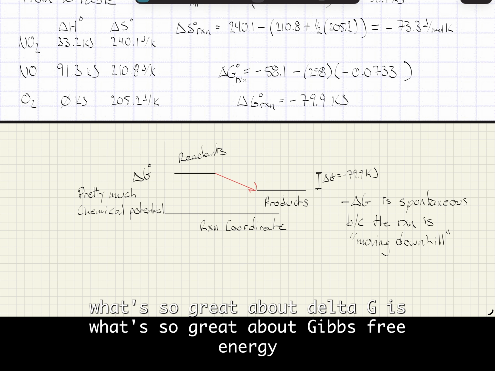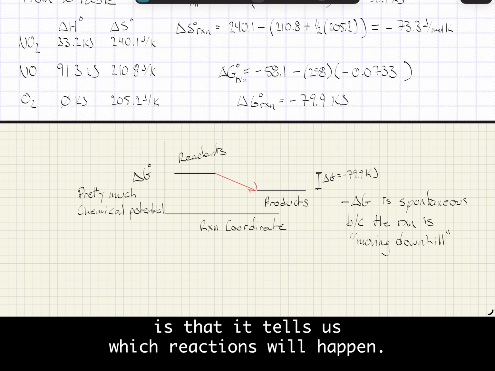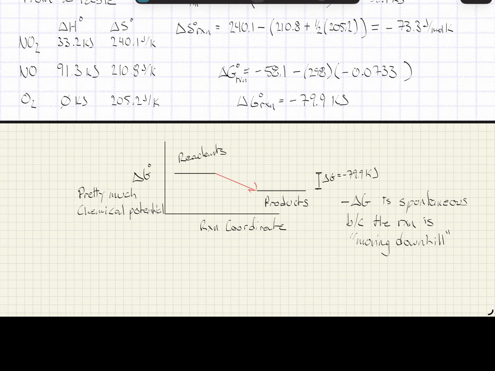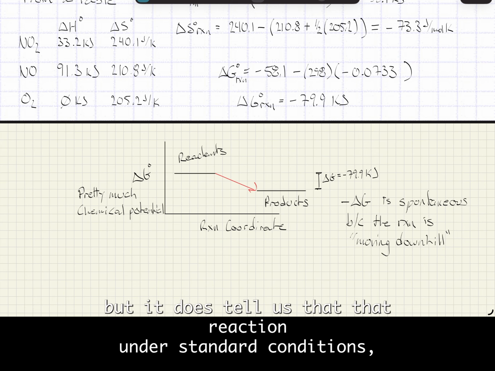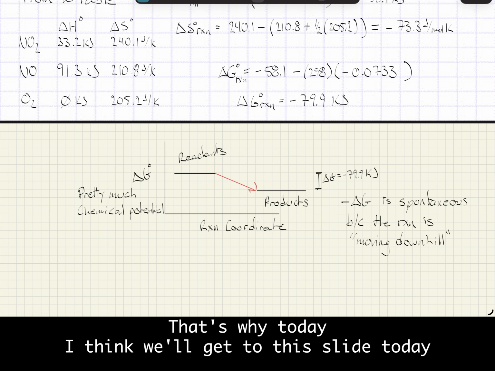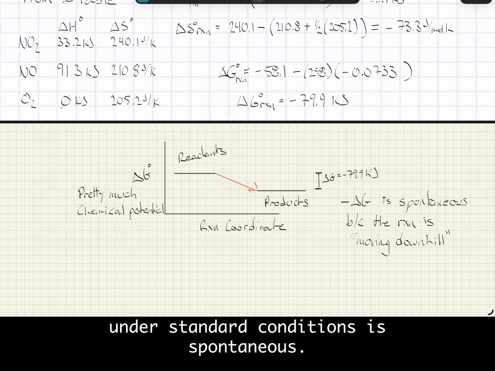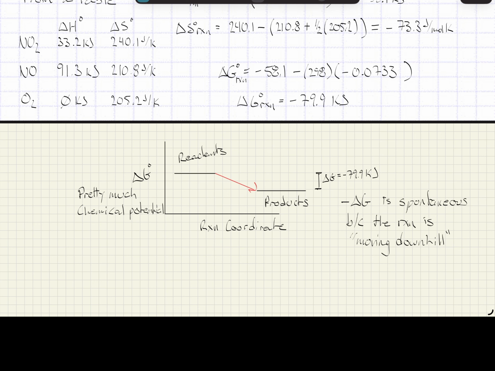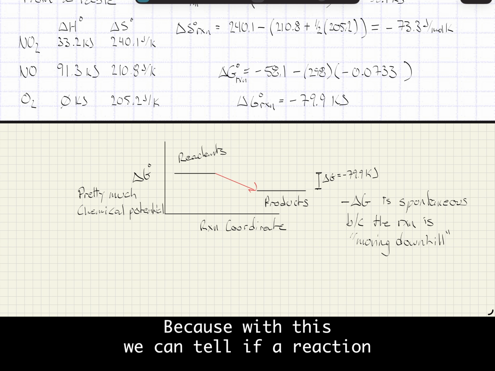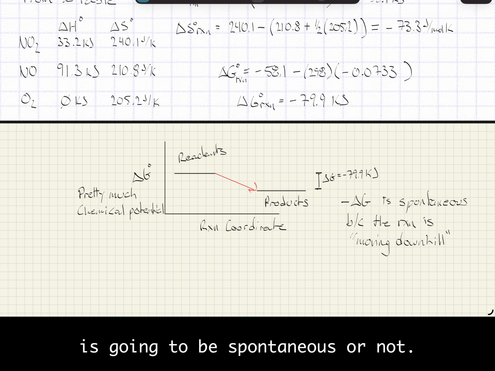And this is what's so great about delta G. This is what's so great about Gibbs free energy, is that it tells us which reactions will happen. It doesn't say how fast, it doesn't say how far they'll go, but it does tell us that the reaction under standard conditions, are we going to get to that slide today? I think we'll get to the slide today. Under standard conditions is spontaneous. And so this is the guiding principle of why chemists even wanted to figure this stuff out. Because with this, we can tell if a reaction is going to be spontaneous or not.